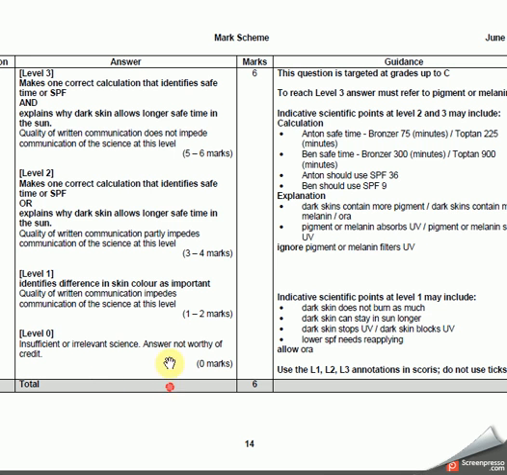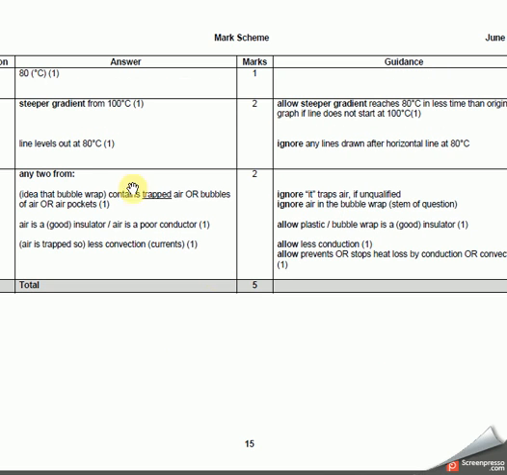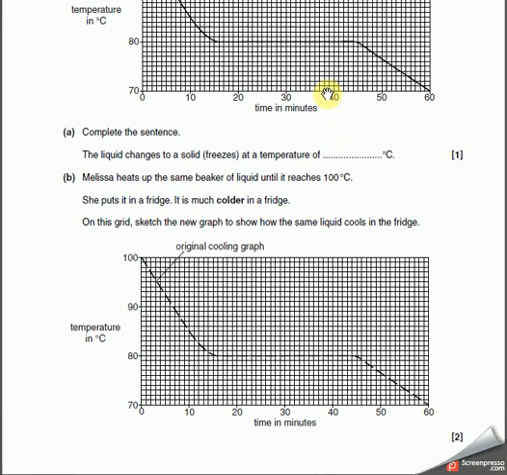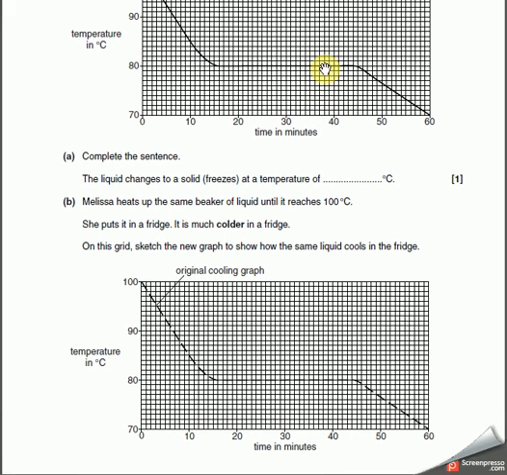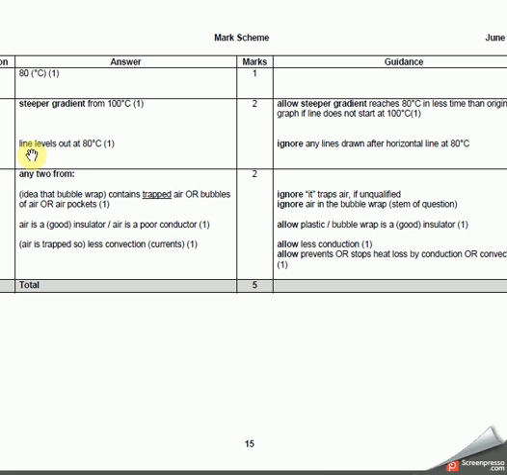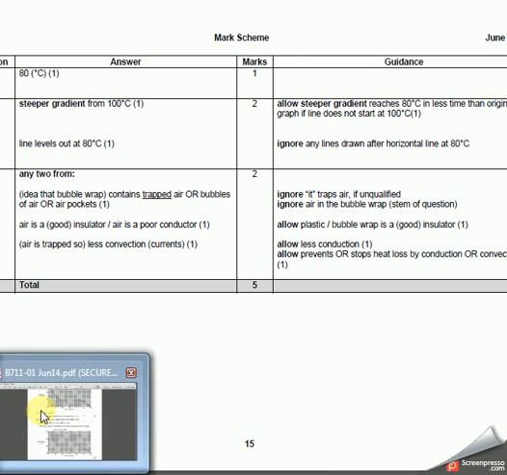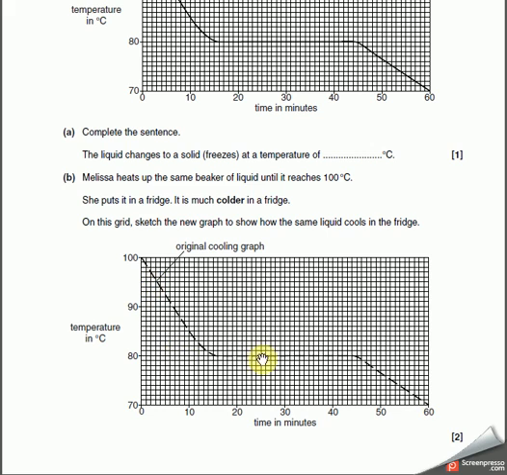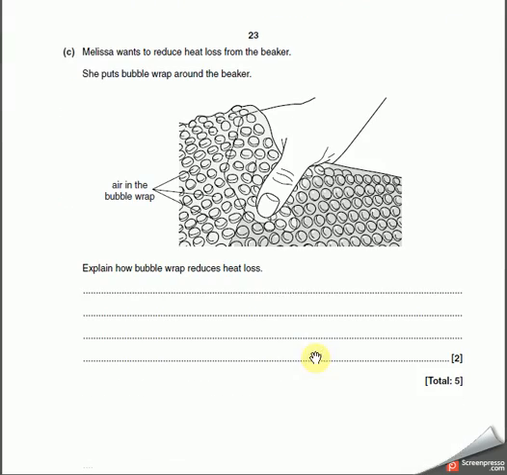So having a very quick look at the mark scheme with that. Okay, 80 degrees is what we said for that answer over here, because that's the temperature at which it goes flat. That's where it changes to a solid. And for this one, it says steeper gradient at 100 degrees and levels out at 80, which is basically what we've just said, isn't it? So steeper line, and it goes flat at 80. All right.